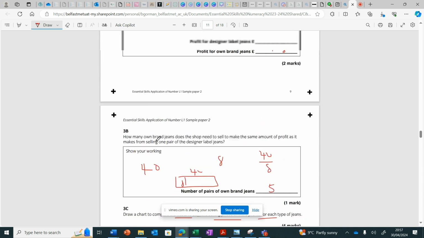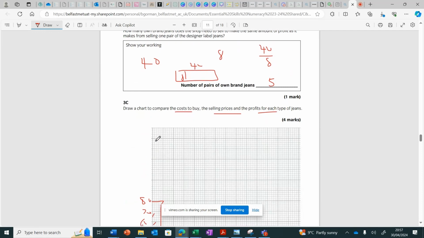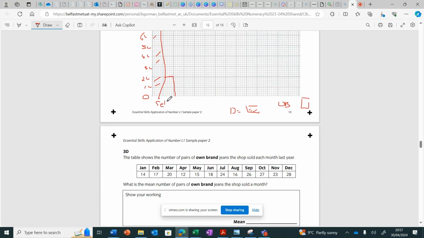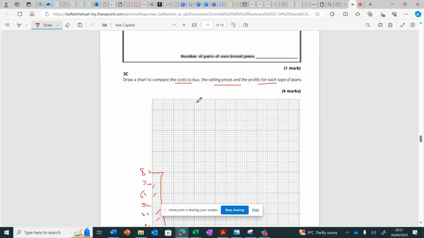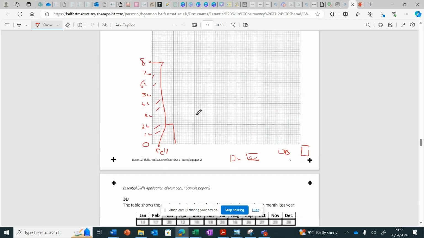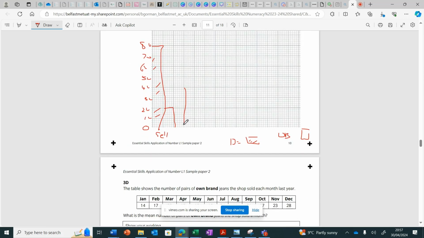And what was that? Well, actually I've done the cost. That's the selling price I've done. Selling. And then the cost to buy was 40 and 12. So 40 for designer. Do a wee bar. Give it a little key. And 12. Well, there's 10, 11, 12. Probably there. 12 for the other one.